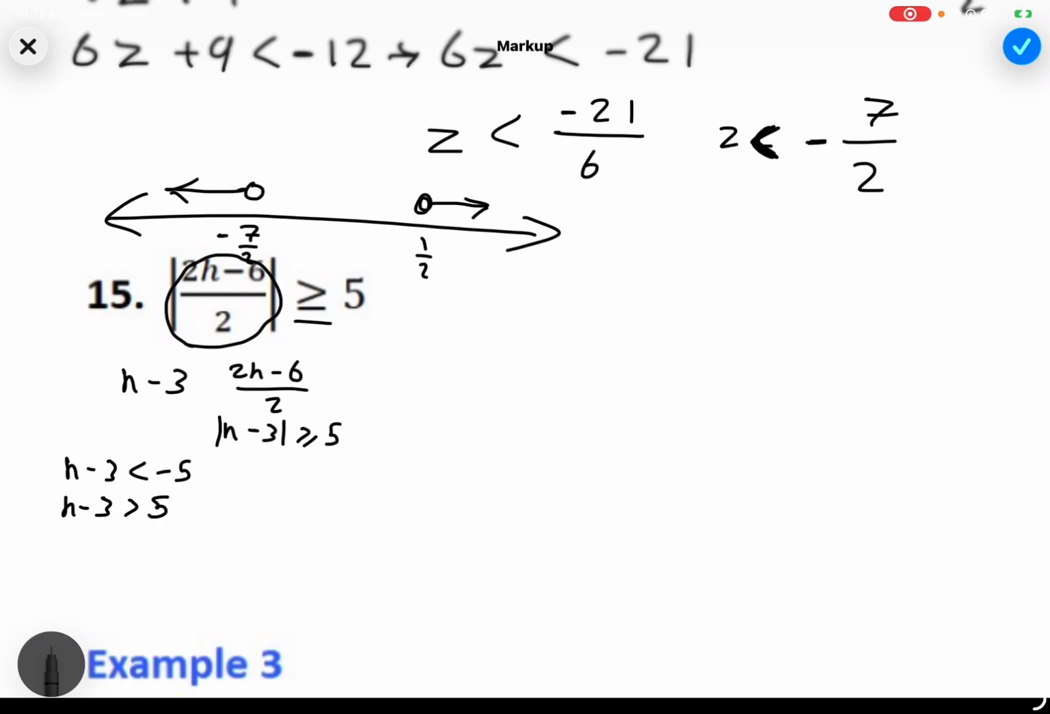Okay. For the top part, this is actually simple. H is less than minus 5 plus 3. We get minus 2. And then h is greater than 5 plus 3, which is 8. Right? Right. No. There's an equal to. I'm so sorry.